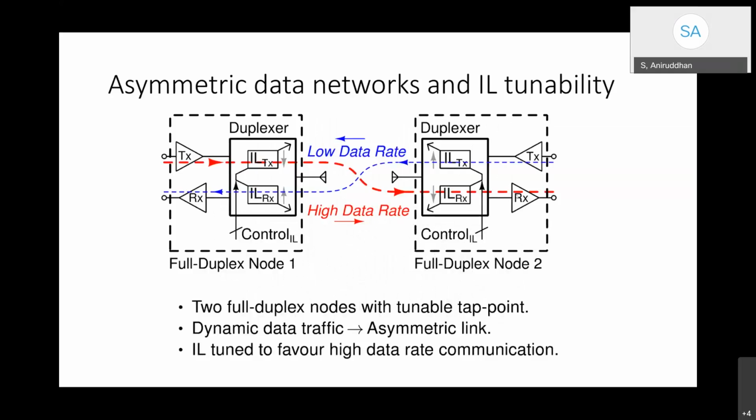Now, what we realized is that many of the data networks are actually asymmetric. For example, in many cases, the download rate is much higher than the upload rate. The download requirement is much higher than the upload data rate requirement. So if you look at two full duplex nodes, having a tunable tap point is extremely useful because you can bias the duplexer such that you get high data rate in one direction and low data rate in the other direction. This leads to an asymmetric link.